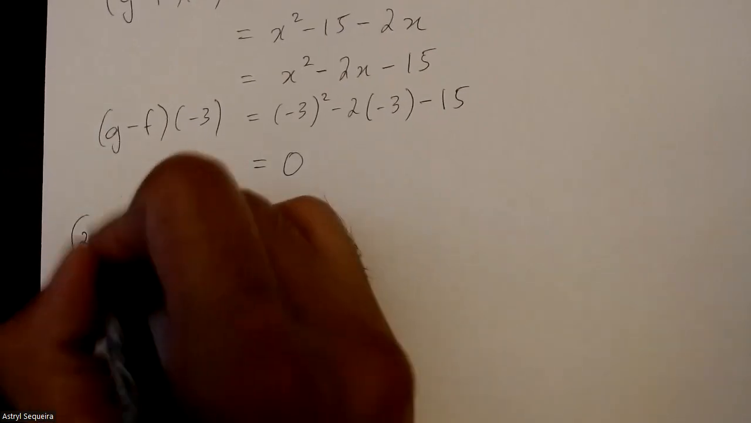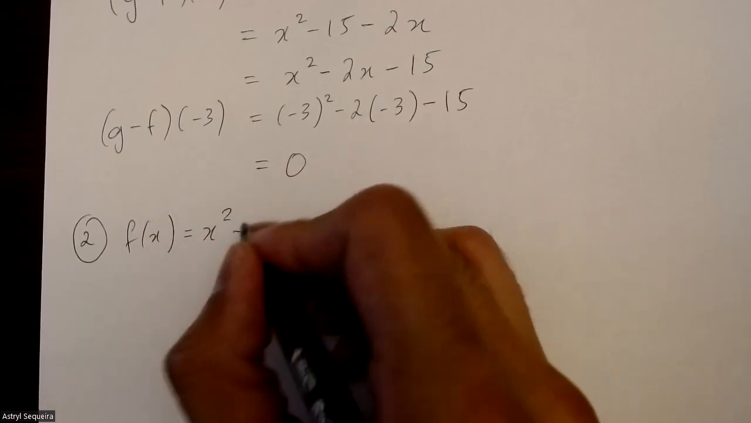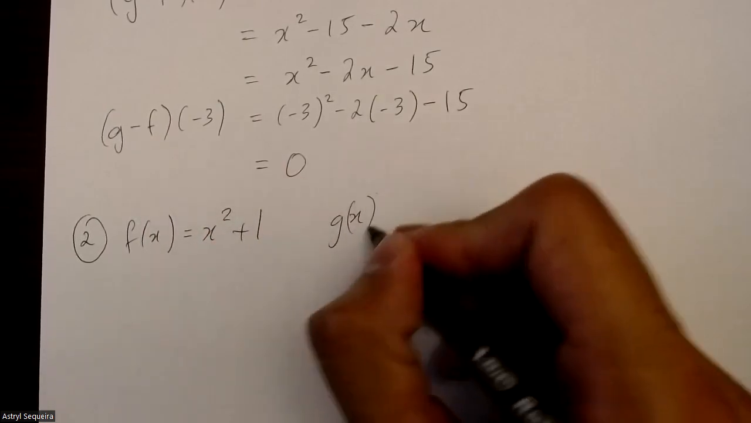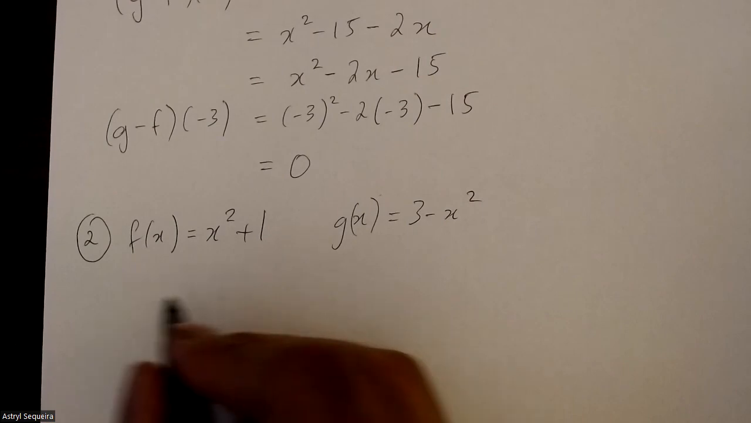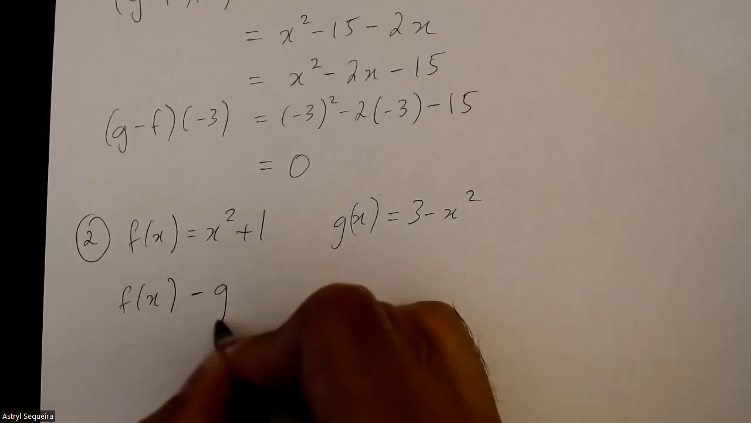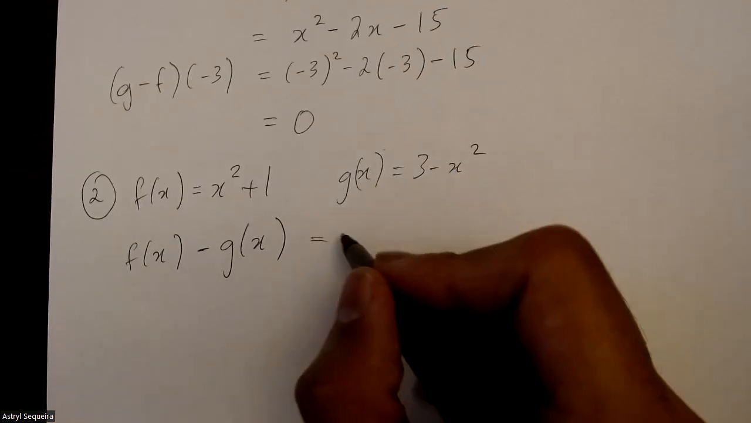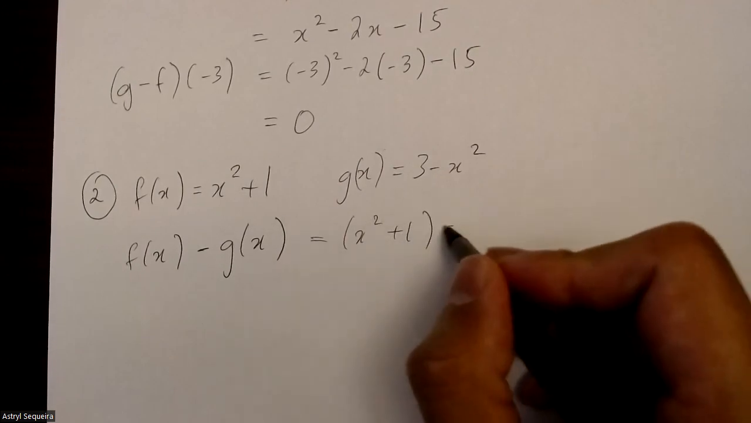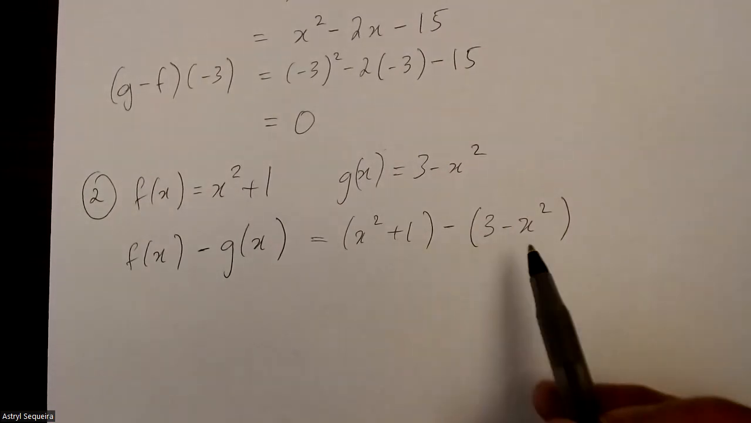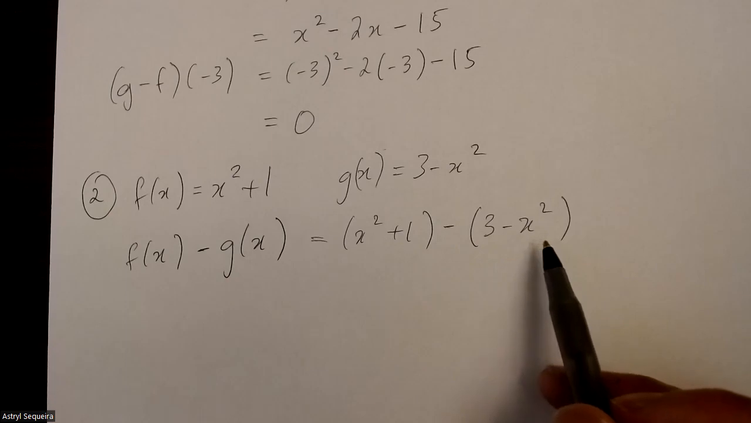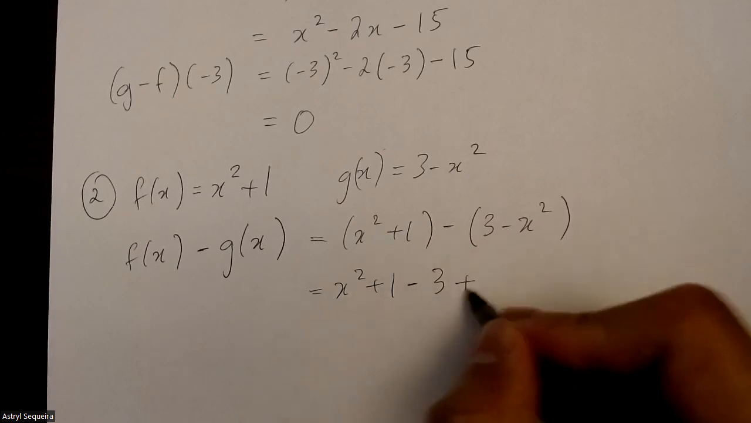A second question, we have f of x equals x squared plus 1 and g of x equals 3 minus x squared. And we need to find f of x minus g of x, which again is pretty simple. So that's just going to equal x squared plus 1 minus (3 minus x squared). So here's the reason I put the brackets. You don't really need the brackets at the start, but this negative is going to distribute into this bracket. So I'm going to get x squared plus 1 minus 3 plus x squared.